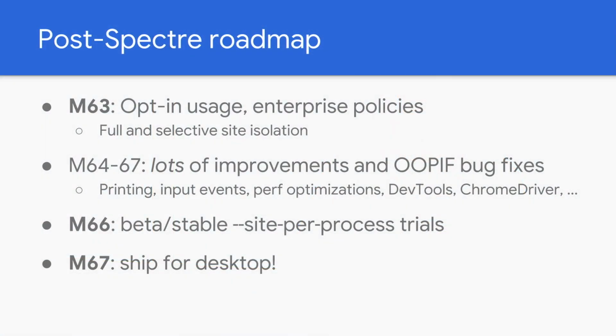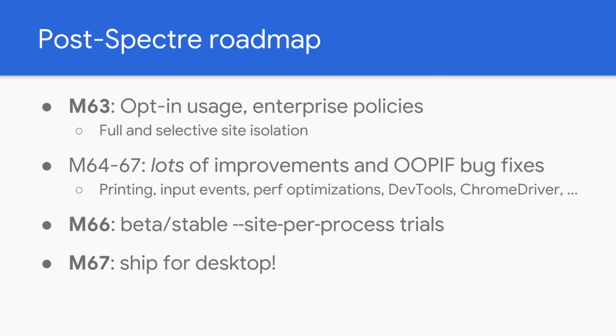So as part of the Spectre response in M63, we've started encouraging users to opt in to use site isolation. And we've also shipped enterprise policies for both full site isolation and isolating a subset of sensitive sites. We've actually seen a lot of opt-in usage, which has been great.